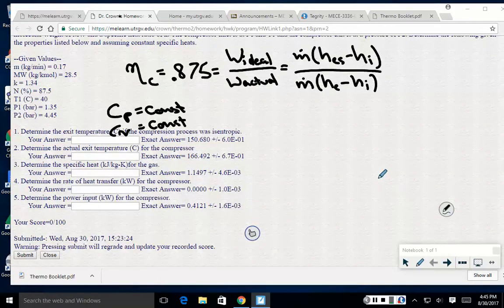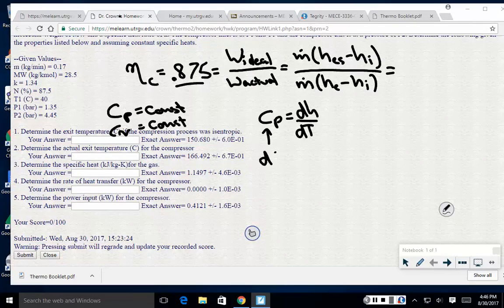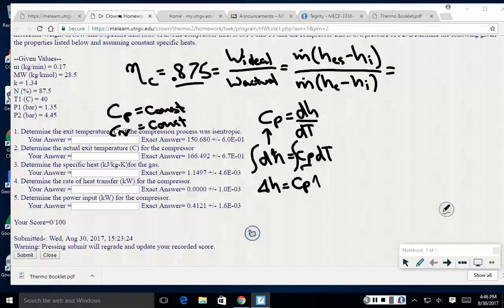So I know this. I can write the enthalpy change, since the definition of specific heat is dH dT for an ideal gas. And then if Cp is constant, I can integrate this, and I'll get that dH equals Cp dT. I can integrate both sides. Since specific heat is constant, I can bring that outside the integral, and I get that delta H equals Cp delta T.